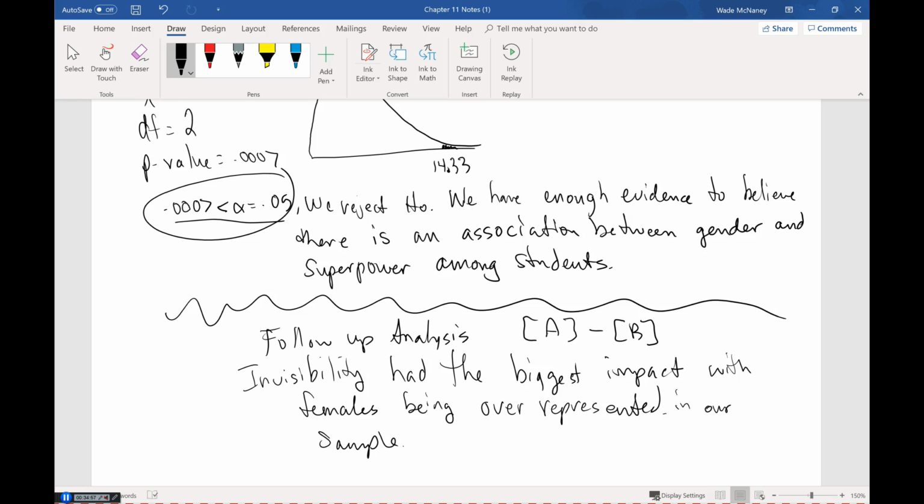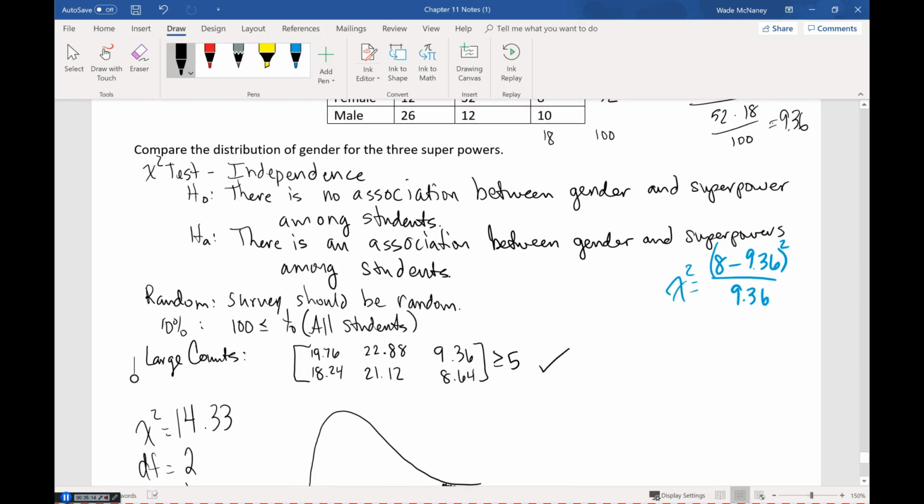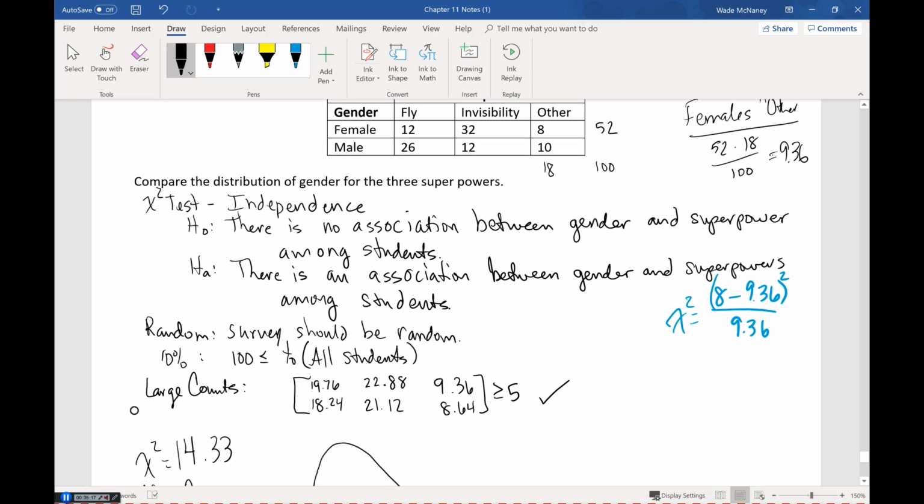You don't have to. The follow-up analysis is more just, hey, what's going on with this? Which one was weird? It's not necessarily a numbers thing. It's just more of an interpretation thing. Where did that come from? Well, we had 32 females that were observed, and we only expected 22 females. So females way overrepresented how many of them said they wanted to be invisible than what we expected. So there is a significant difference. Females, knowing they're female, makes them way more likely to say invisibility than males.